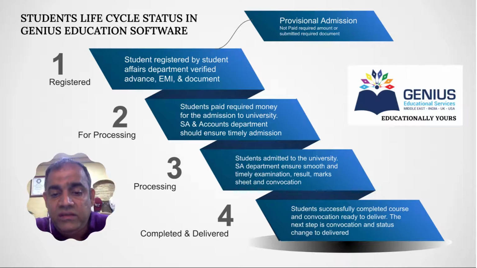So hope you understand. The next stage is the Completed stage, the fourth stage, where the documents and everything are successfully done and the student has passed from the university. Only sometimes there is a remaining balance to be paid. Then it goes to the Delivered stage, where we will give the documents, and then they will be alumni of the organization, Genius Education Service.